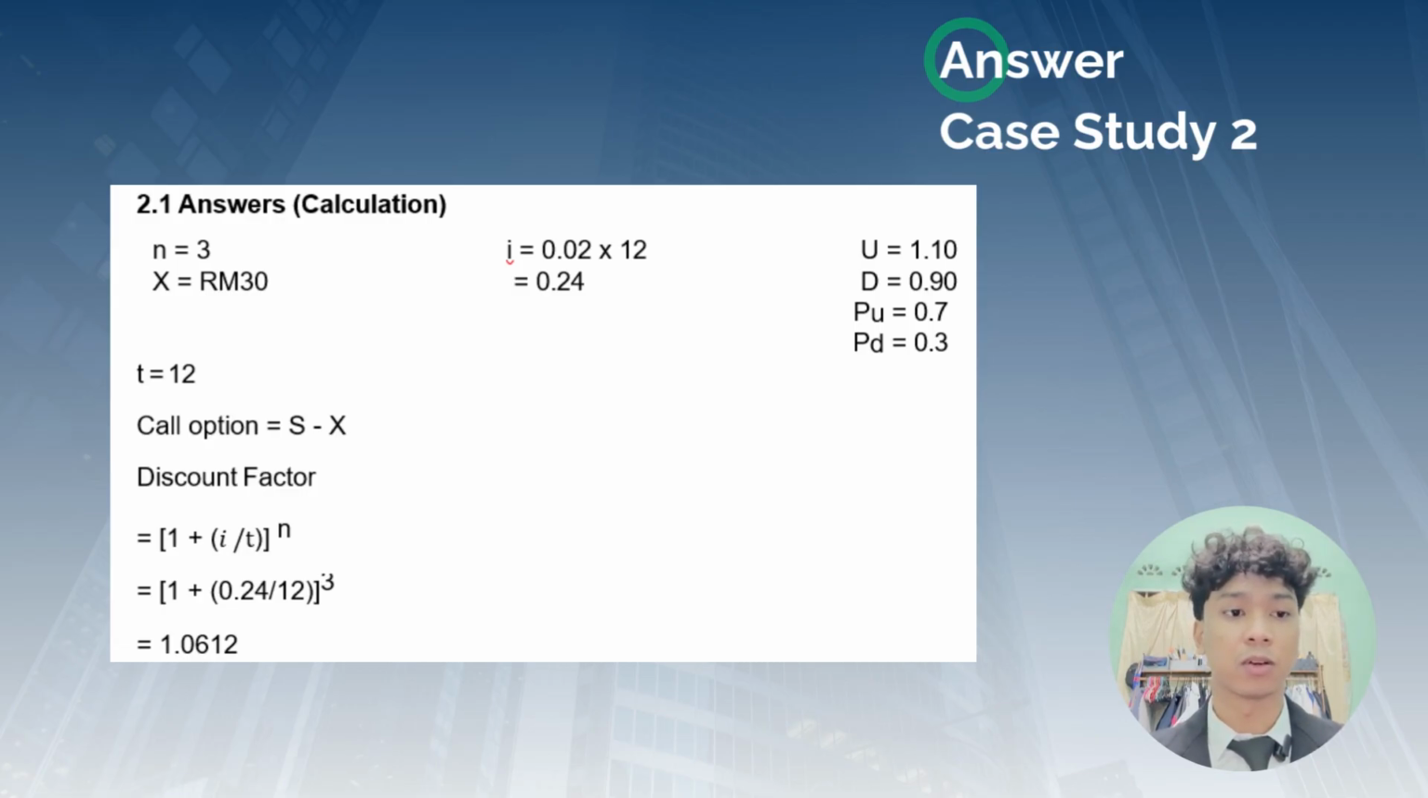And then, if the upward is 70%, so the downward is 30%, right? So the risk-free interest rate is 2% per month, and the stock price moves monthly. Well, the question is to calculate the call option value using the binomial option pricing model.